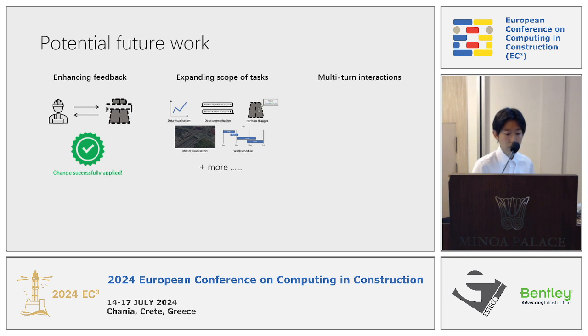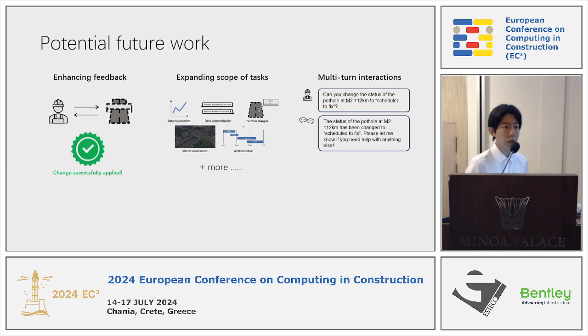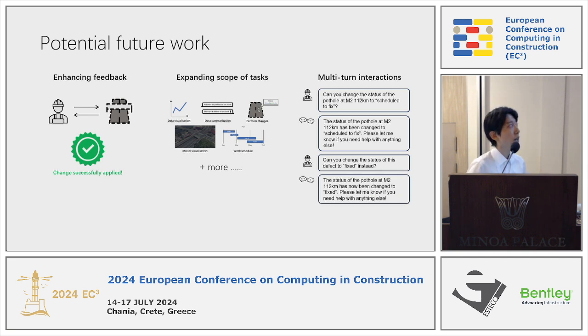The third one is multi-turn interactions. So for example, the system will be able to refer to the history of the chat and retrieve information from that to see what the user might imply in future interactions. For example, here, the second request of the user is referring to the defect they referred to in the first request, and the system in this case would be able to recognize that, retrieve that information and execute the action requested by the user.